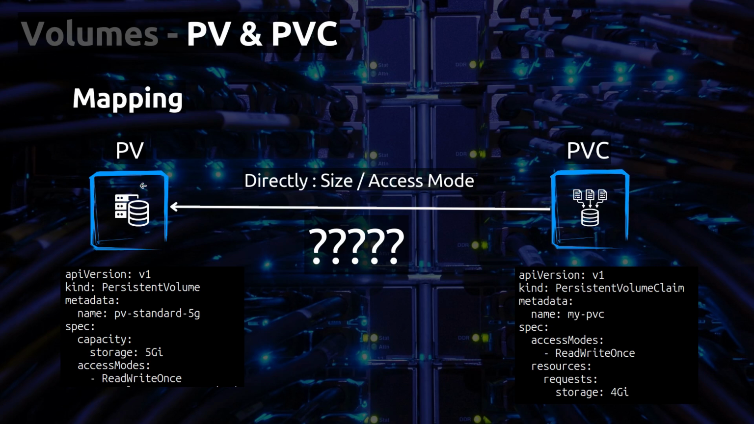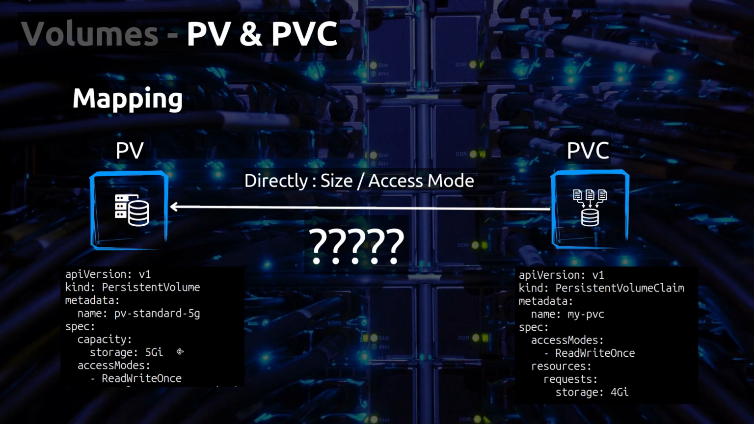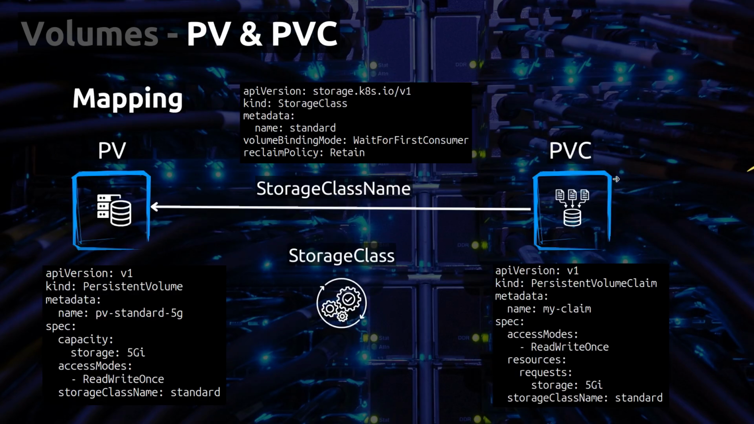But how can we handle multiple PVs? Because I am an administrator and I want to provide my developers many persistent volumes. For example, we can have a persistent volume dedicated to SSD and another for physical disk, etc. This is where we can use the storage class.